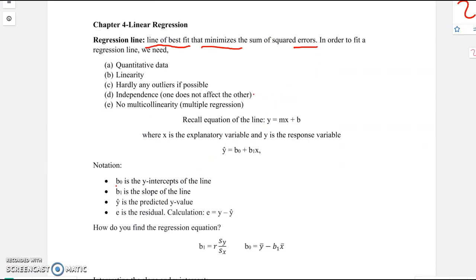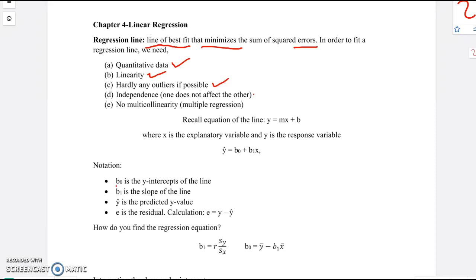A couple things. In order for me to find a regression line, or this line of best fit, I need to make sure that I have quantitative data. The data looks somewhat linear, the linearity condition. I want to make sure that there's hardly any outliers. We know that outliers can be a bit of a pain and they can mess up all of our statistics. So we want to make sure that we limit them.